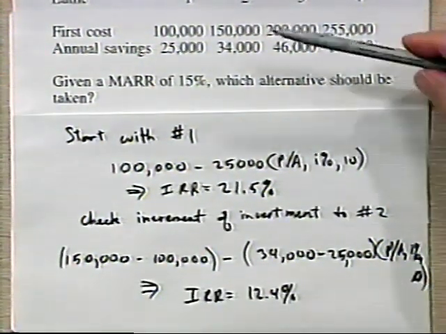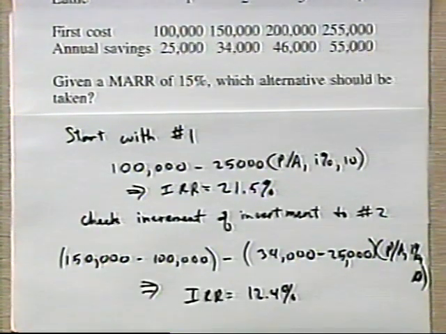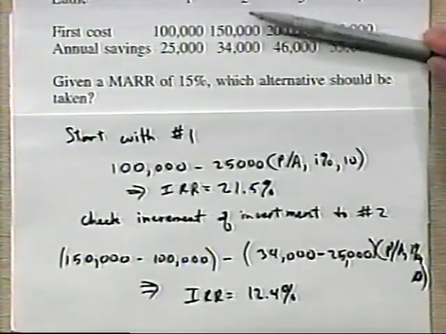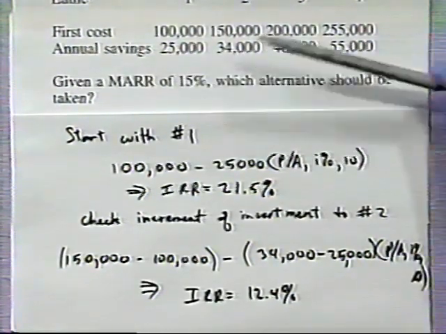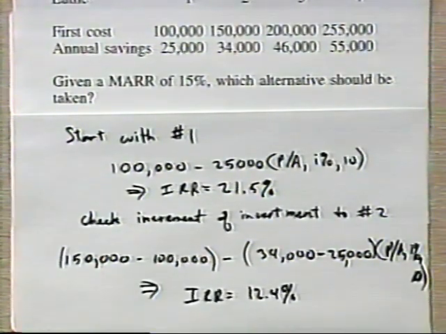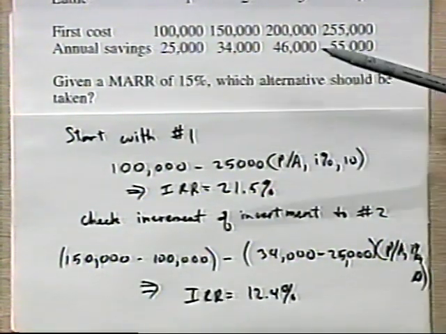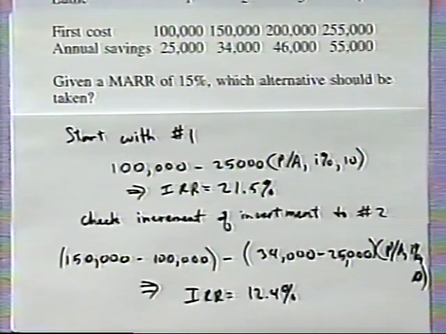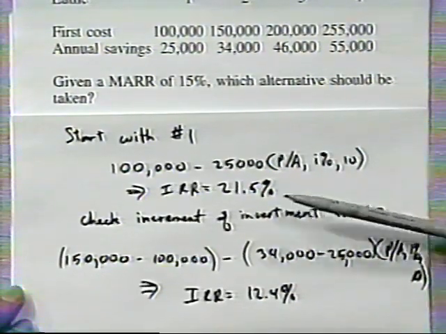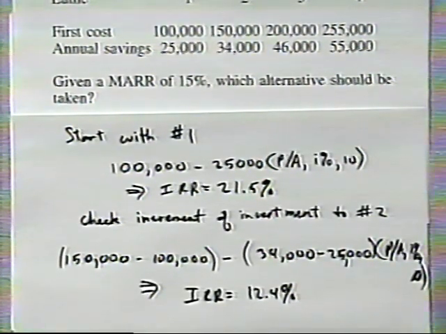So the idea is, if we invest in number 1, we get our internal rate of return above our MAR. However, the extra $50,000 we'd be spending for going to lathe number 2, even though it's saving us $9,000 a year more than number 1, isn't justified. It doesn't exceed our minimum acceptable rate of return. So we don't want to accept investment number 2. We then look for the next most expensive challenger, keeping our best alternative still number 1, because we haven't found anything better.